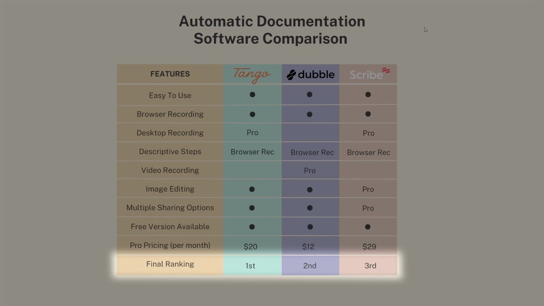Dubble, I'm putting second because if all you need is browser recording, then I'd stick with Dubble because on their free version, you have everything you need with that. Plus, you get the blurring effect that you'd only get if you were to upgrade with Tango and Scribe. And with Scribe, I'd put it third because all the features available there are already available in Tango, and you need to upgrade in order to get some of those features that would otherwise be free with Tango and Dubble, and it just costs a little bit more.